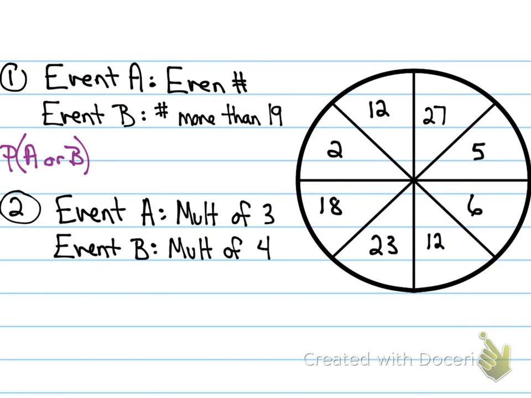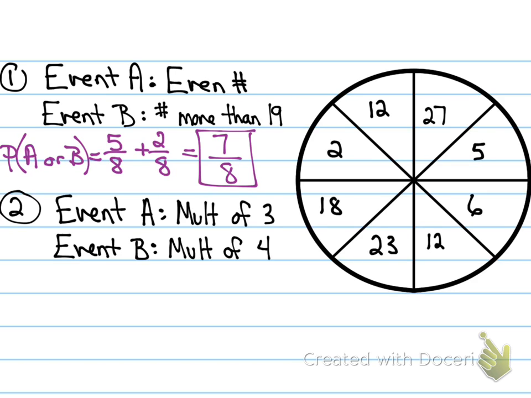So event A, how many even numbers are on the spinner? 5. Okay. And how many numbers are more than 19? 2. Any even numbers that are also more than 19? No. So what kind of events are they? Disjoint, because they have nothing in common. They have no outcomes in common, so they're disjoint. And then, so I don't even have to subtract anything. I just add them together to get 7/8. All right, disjoint.